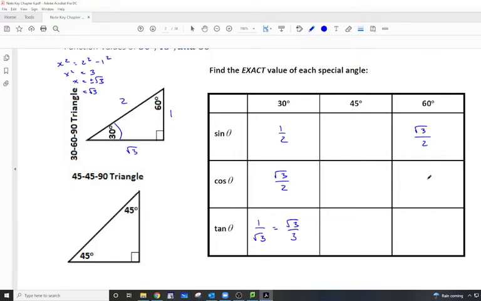So the cos of 60 is going to be, from 60 degrees, now the 1 is the adjacent, so it's a half. And for tan, it's going to be root 3 over 1, or just root 3.